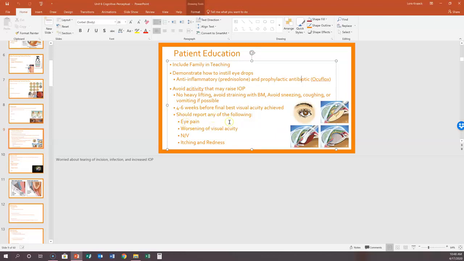And then they should report any of the following: very bad or worsening eye pain, worsening of visual acuity. We expect it to not be perfect right after surgery, but if it starts getting worse, then that's when we're worried that something is going wrong. Also if they're having any nausea, vomiting, and then itchiness or redness to the eye.